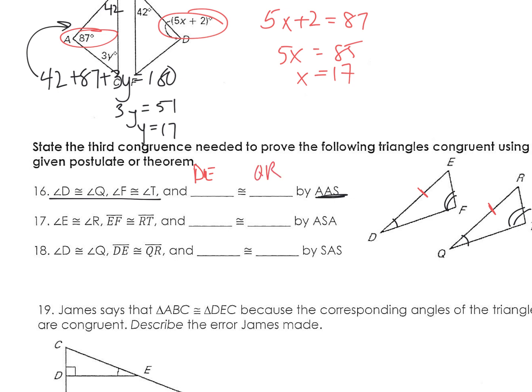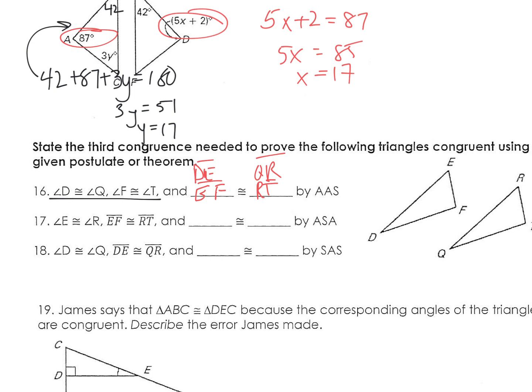That is a possible solution. Or, because it's angle, side, I could say EF is congruent to RT. Either one of those would work. So what it's asking us in these problems is, if I know I want to prove it by a specific method, what other piece would I need?